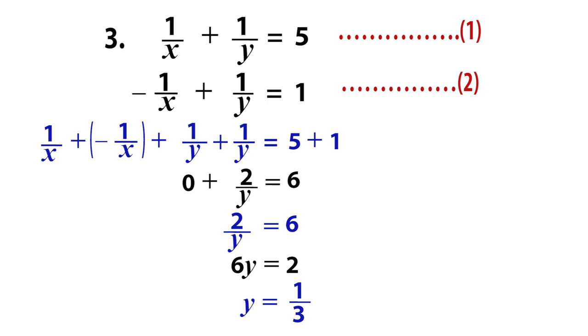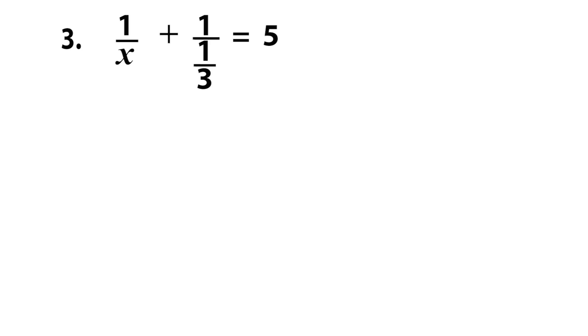To solve for the value of X, let us put Y is equal to 1 over 3 into equation 1. But remember that equation 1 is 1 over X plus 1 over Y is equal to 5. And so, if Y is equal to 1 over 3, then we have 1 over X plus 1 divided by 1 over 3 is equal to 5. Remember, 1 divided by 1 over 3 is equal to 3. So we have 1 over X plus 3 is equal to 5.